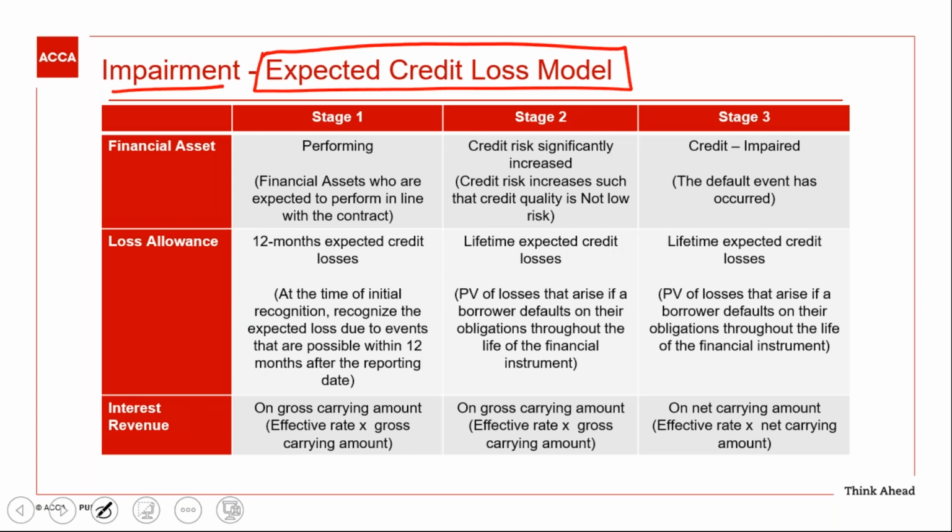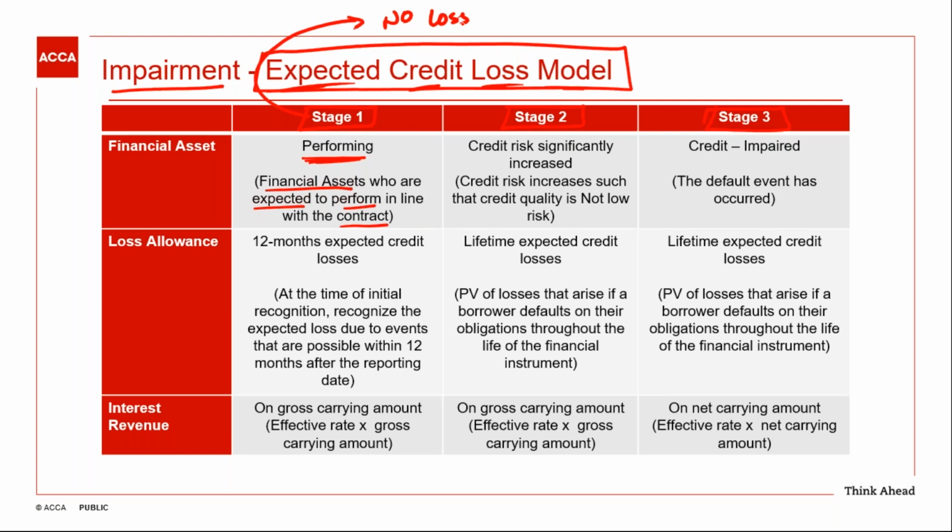So in case of impairment, we have a model which is called the expected credit loss model. In this, we have a three-stage model: stage 1, stage 2, and stage 3. In stage 1, we classify the performing assets, which are the financial assets expected to perform in line with the contract. So in stage 1, we are going to classify assets where we are expecting no loss.